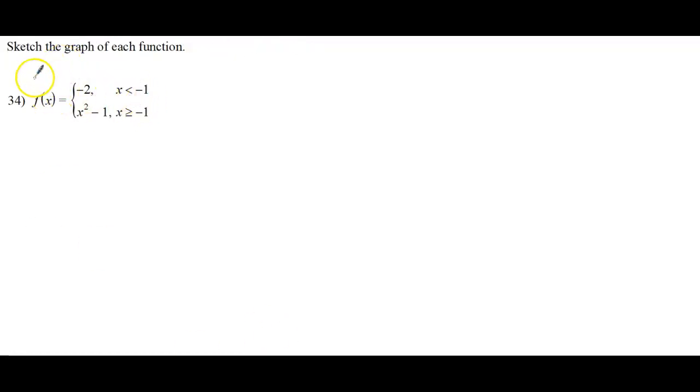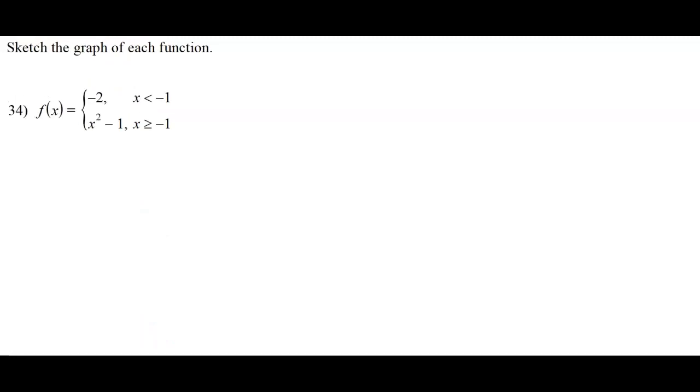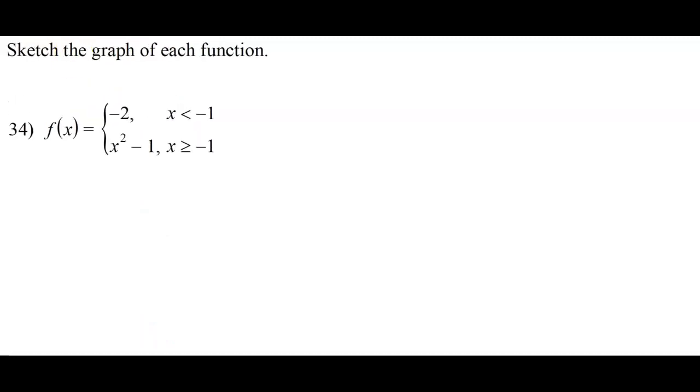So in number 34, we're being asked to sketch a graph of this thing here. I'm going to make it a little bit bigger. All right, so to graph these, the first thing we're going to do is pick some x values in this interval. So I want to pick some x values that are less than negative 1, but we do have to include negative 1. We always include the boundary point.